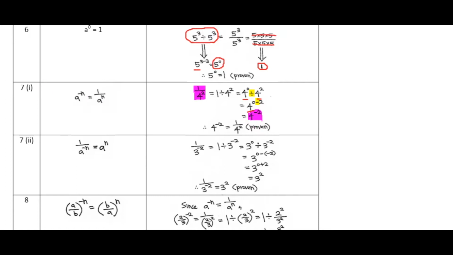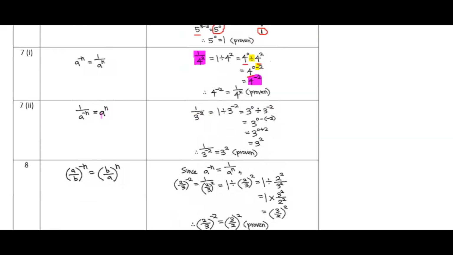So I have effectively proven this. 4 to the power of minus 2, I just flip it around: 4 to the power of minus 2 is equal to 1 over 4 squared. So the negative is the same as taking the inverse of the original number, which is 4 squared in this case. So this is proven.